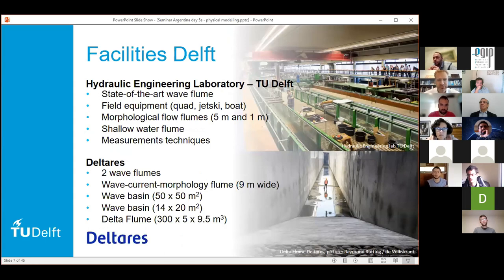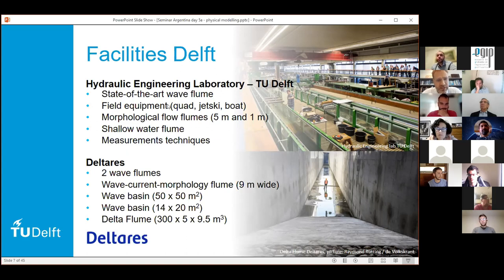But to specify what we have in Delft, because these are the things that we are working with mostly, first, where we are working, the TU Delft, we have our own hydraulic engineering laboratory. You can see a picture on the top right here. So actually, we have only one really good wave flume with the state-of-the-art wave maker. We're in the process of upgrading the second one to also have a state-of-the-art wave maker, because we see that the wave flumes are typically fully booked. There's a lot of demand on that.